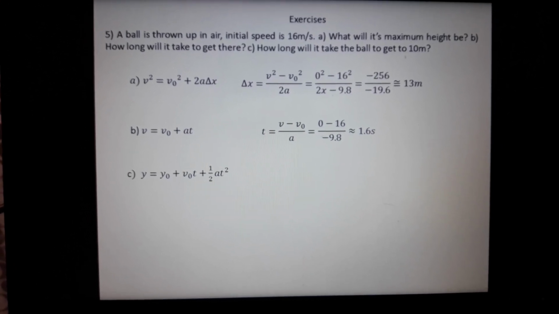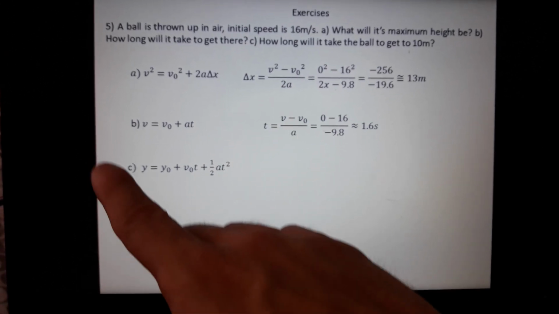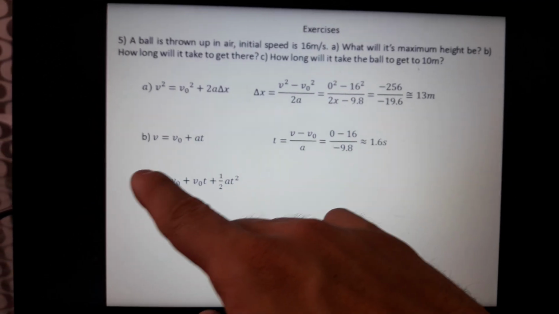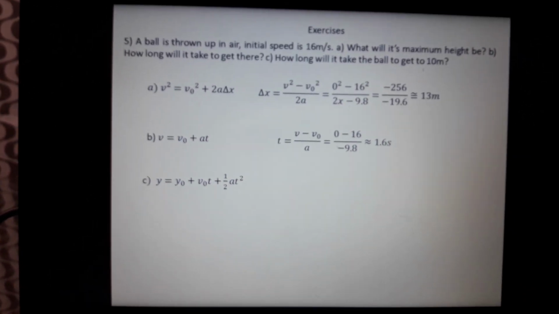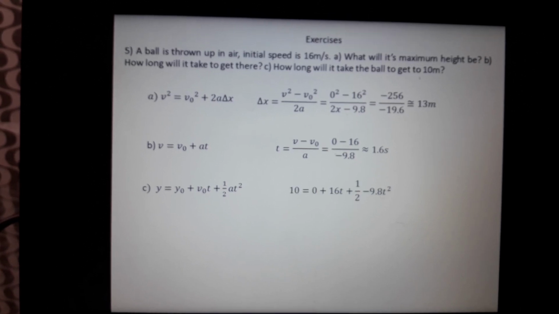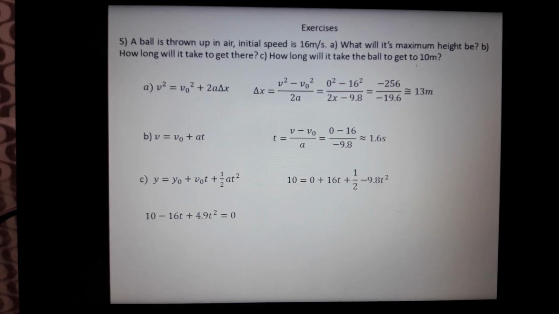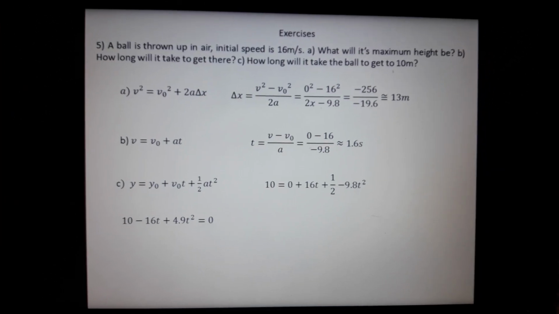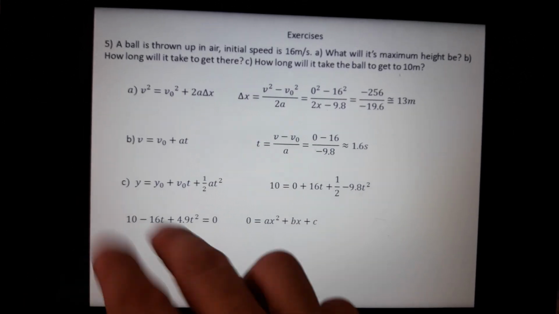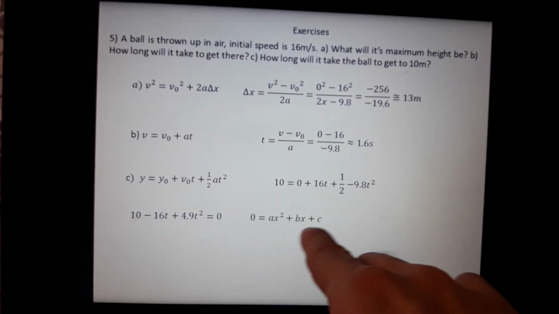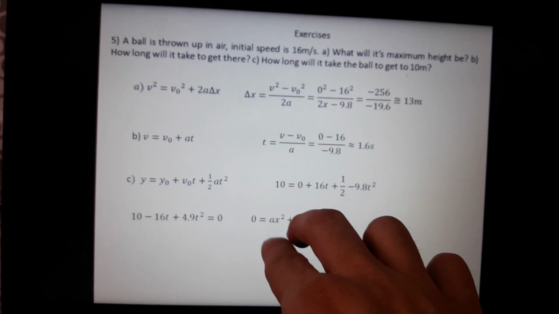In the letter C, how long will it take the ball to get to 10 meters? We use the same idea as the other example. We put the 10 meters here, and we will find the times. Again, we will find two values. Here I am showing how it is possible to solve it using x.